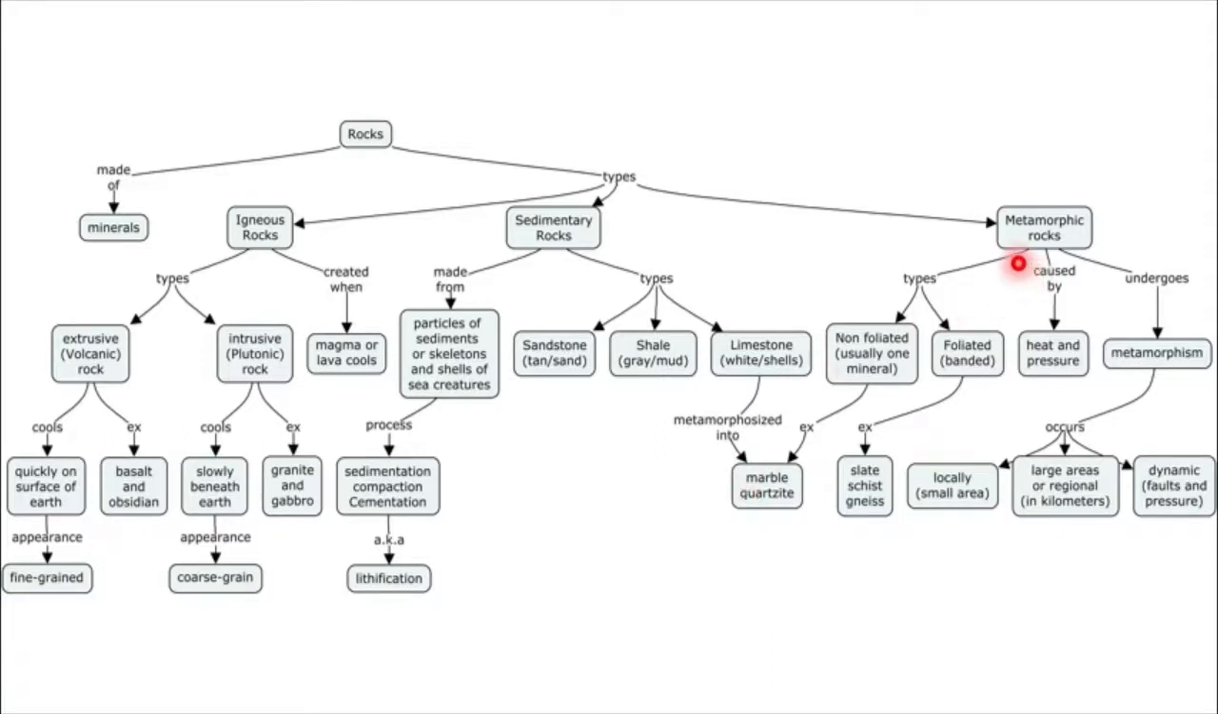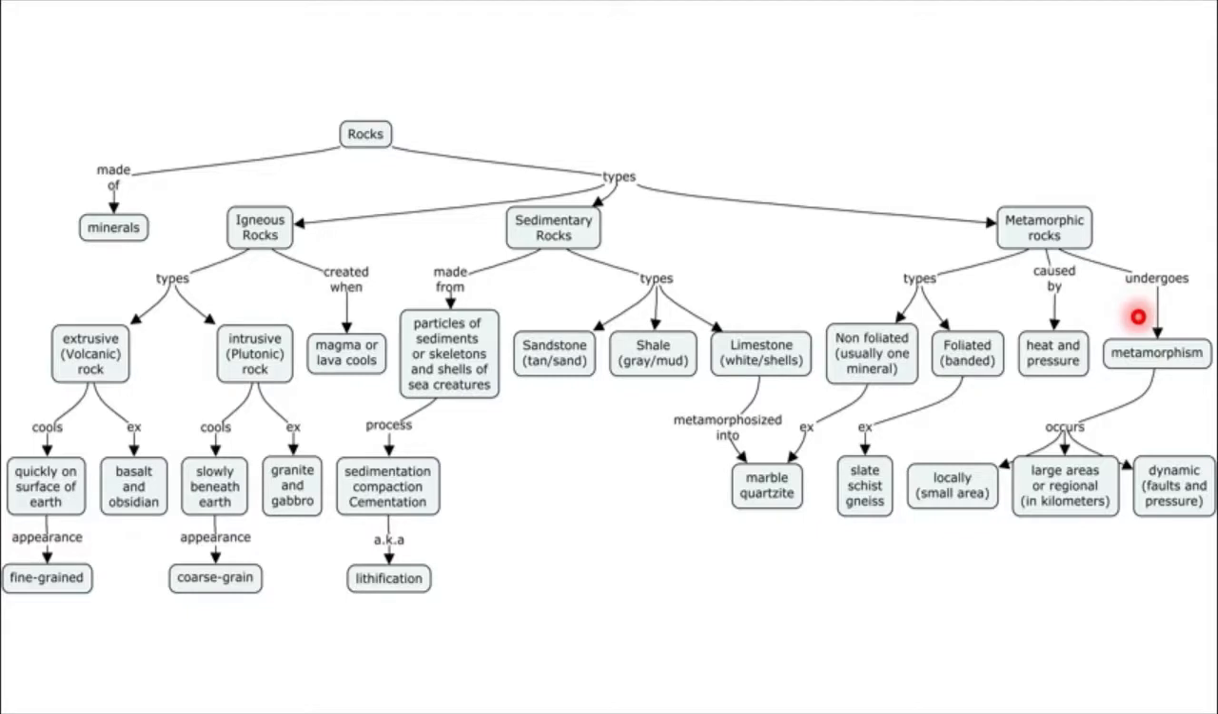And in terms of metamorphic rock, the types are non-foliated. When we say non-foliated, it means not banded type of metamorphic rock. Usually, this is due to one type of mineral being present within the rock. An example again is marble and quartzite. For foliated or banded rock, examples are slate, schist, and gneiss. Metamorphic rock is caused by two factors. One is heat and the other one is pressure.